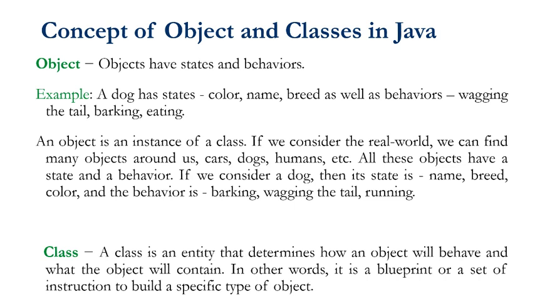If I talk about a class in Java, then a class is an entity that determines how an object will behave and what the object will contain. So I can say that an object has something and an object does something. An object has data, that means variables, and an object does something with the help of methods. We can also say that a class is a blueprint, a set of instructions to build or create an object.